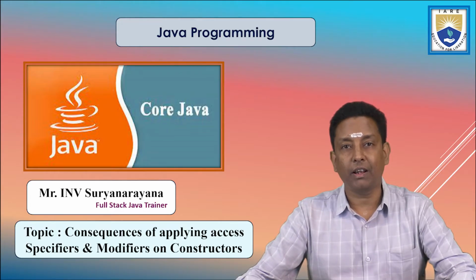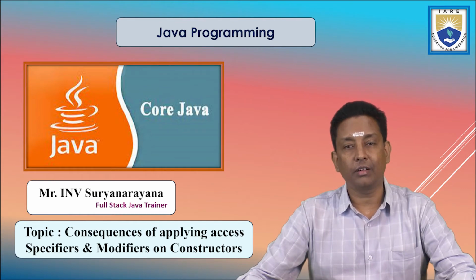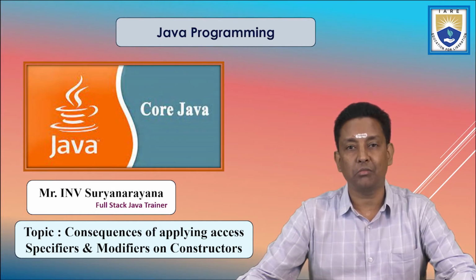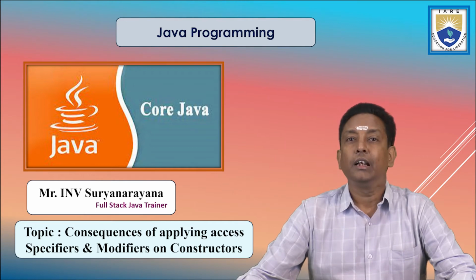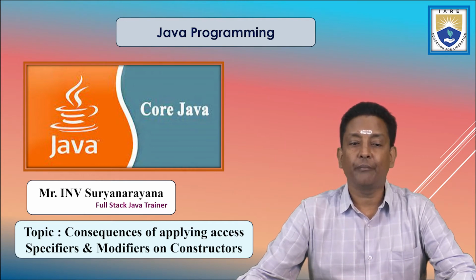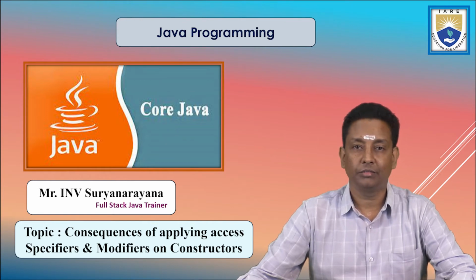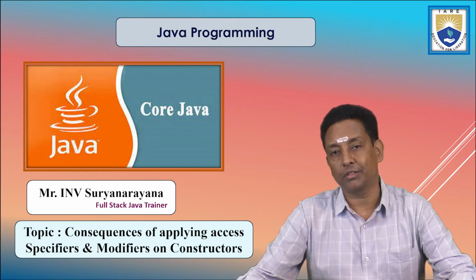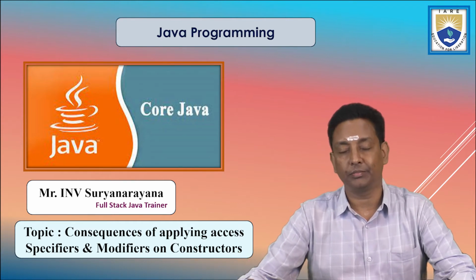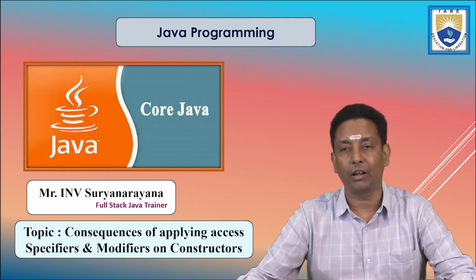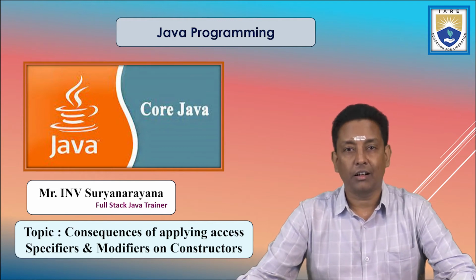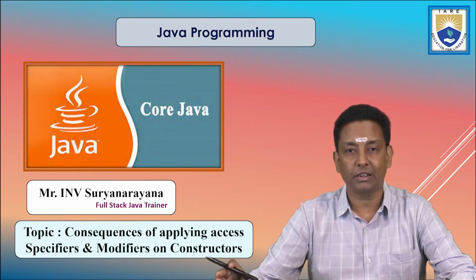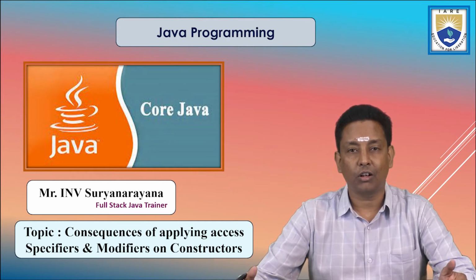Today, our topic is consequences of applying access specifiers and modifiers on constructors. In the previous videos, we saw consequences of applying access specifiers and modifiers on class and variable. Now we are talking about constructors. Followed by this, we will have a presentation on consequences of applying access specifiers and modifiers on methods. So this is the constructors topic. On a constructor, if you apply access specifiers and modifiers, what are the consequences we will face?